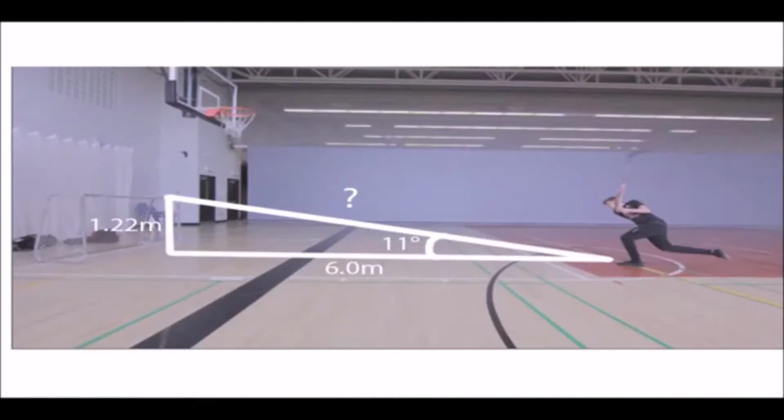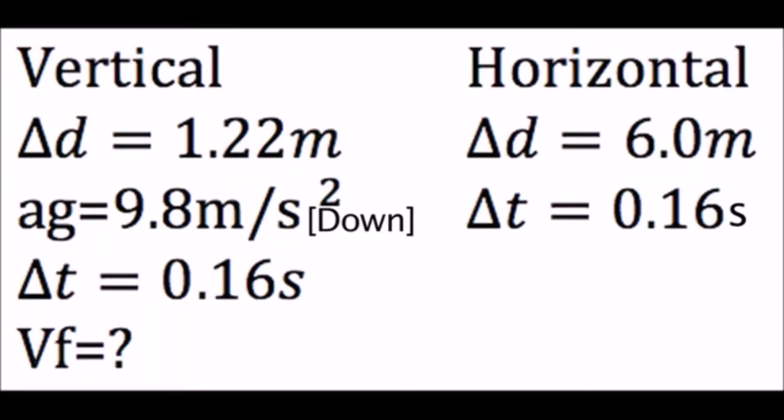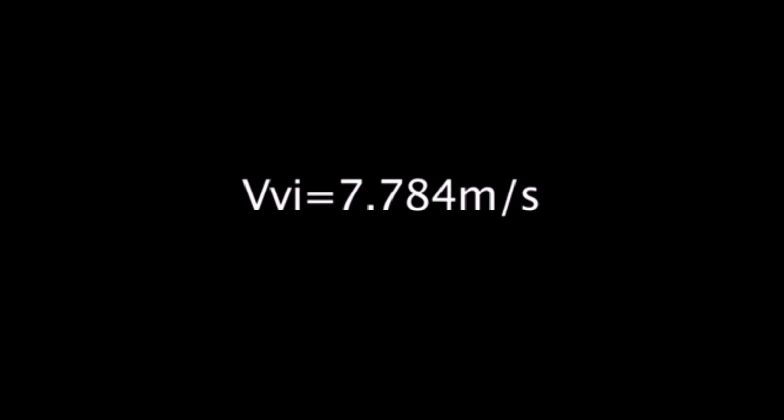Final vertical and horizontal velocity. By looking at this picture, you can see the horizontal and vertical displacement. For the givens list, the vertical displacement is 1.22 meters, the acceleration due to gravity is 9.8 meters down, the time is 0.16 seconds, and for horizontal, the displacement is 6 meters and the time is 0.16 seconds. Now we have to find the final vertical velocity. As we have already figured out, the initial vertical velocity is 7.784 meters per second.